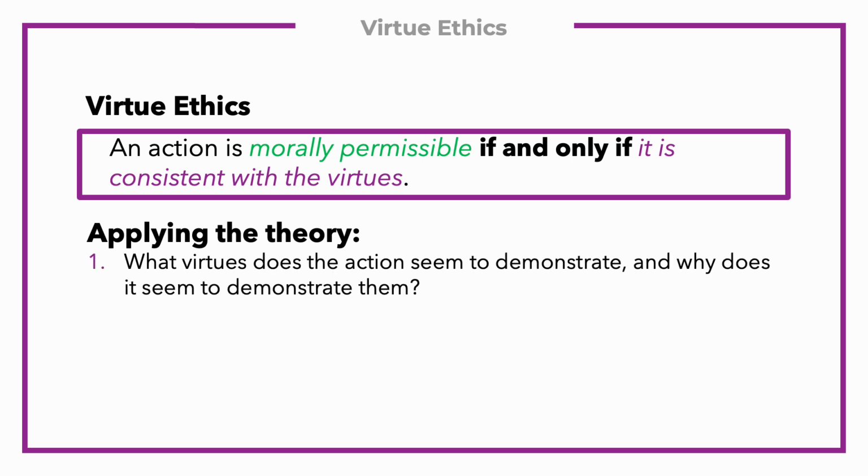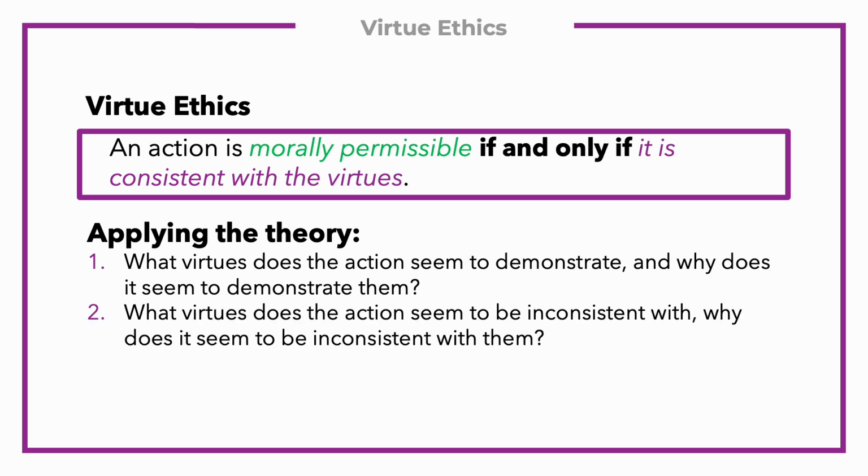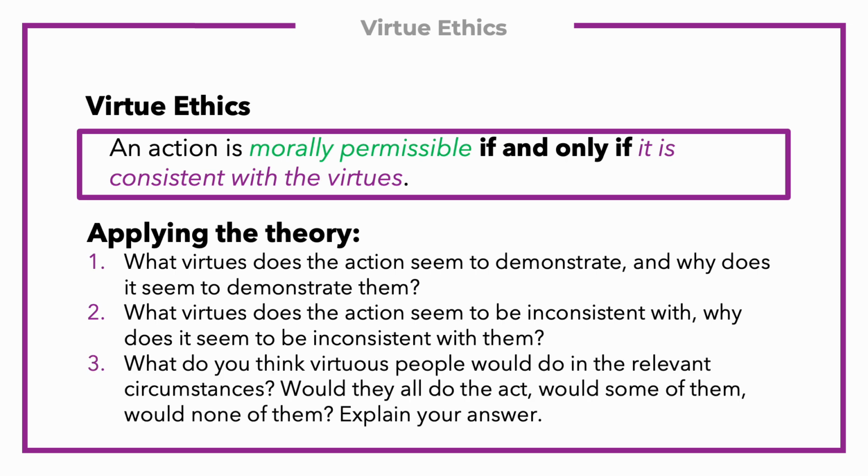First, what virtues does the action seem to demonstrate, and why does it seem to demonstrate them? Number two, what virtues does the action seem to be inconsistent with, and why does it seem to be inconsistent with them? So here you're listing virtues, then you're giving some brief explanation. And then finally, what do you think virtuous people would do in the relevant circumstances? Would they all do the action in question? Would some of them do it, but others wouldn't? Would none of them do it? Again, here, if you can give a little bit of explanation why, that would be good.